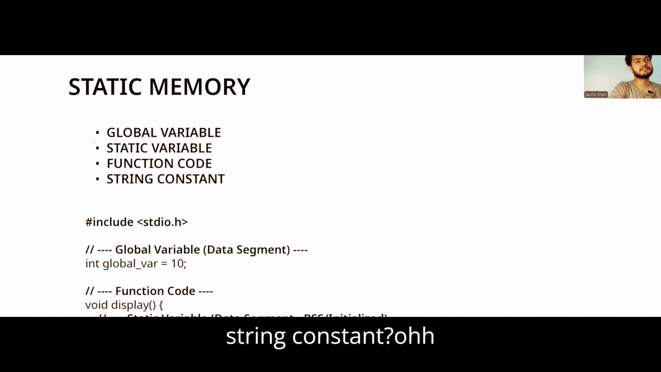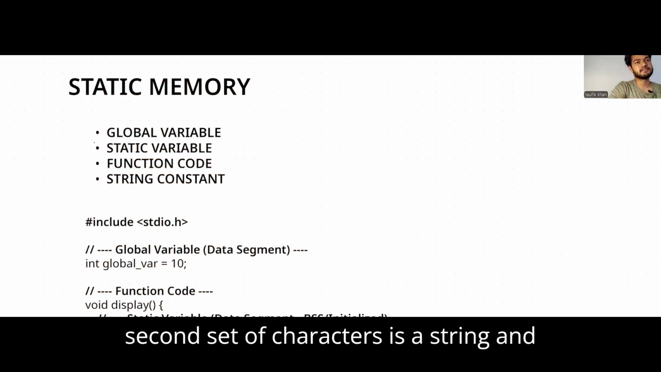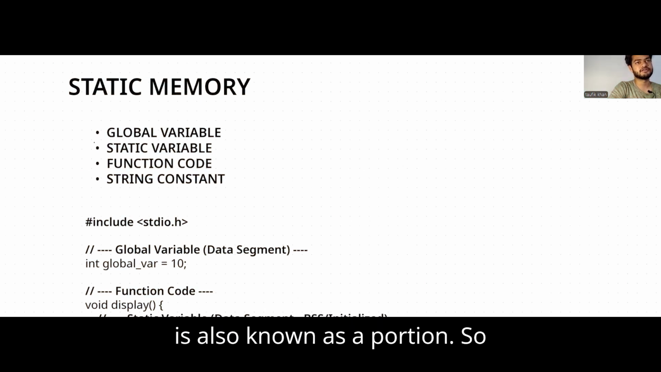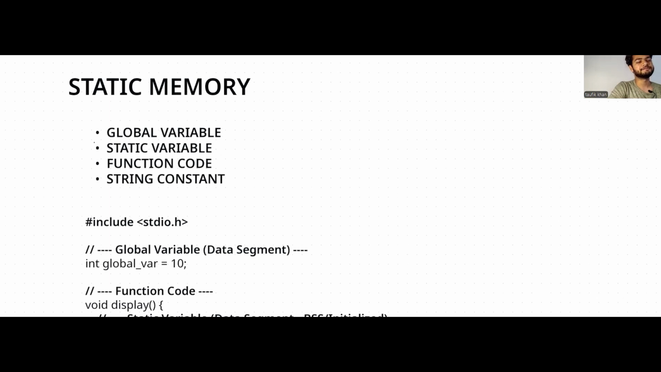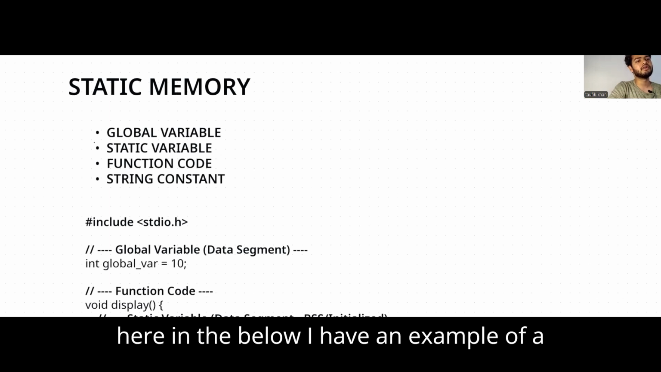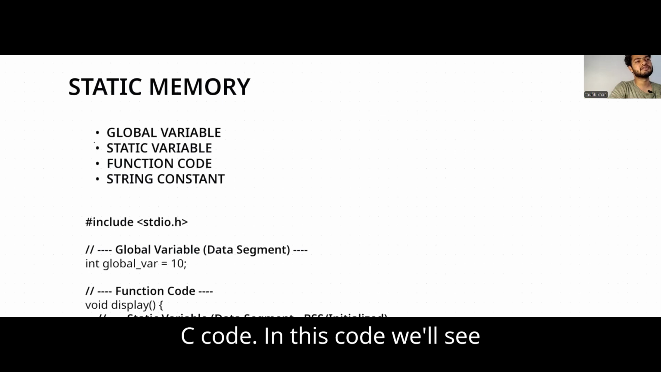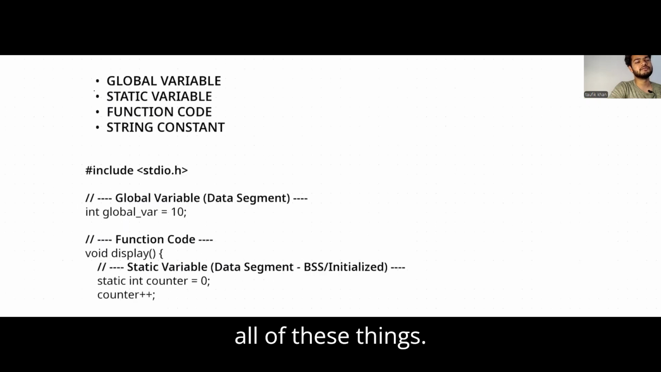So what is a string constant? A sequence of characters is a string and is also known as a string constant. So here below I have one example of a C code. In this code, we'll see all of these things.